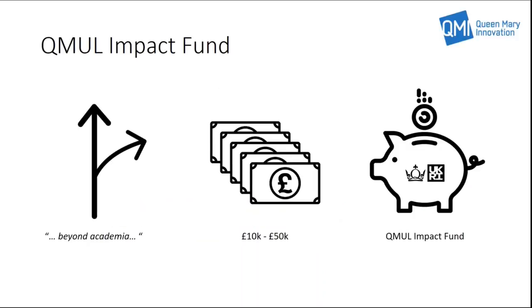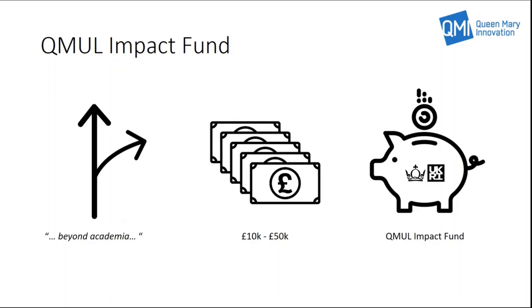The QMUL Impact Fund is designed to provide support to research projects beyond the boundaries of academia. This can be commercial, for example, developing intellectual property that could be licensed out or used to back a spin-out company. On the other hand, it can also be non-commercial, including activities that bring about policy change, societal change, or cultural change. There are both small awards up to £10,000 and large awards up to £50,000.